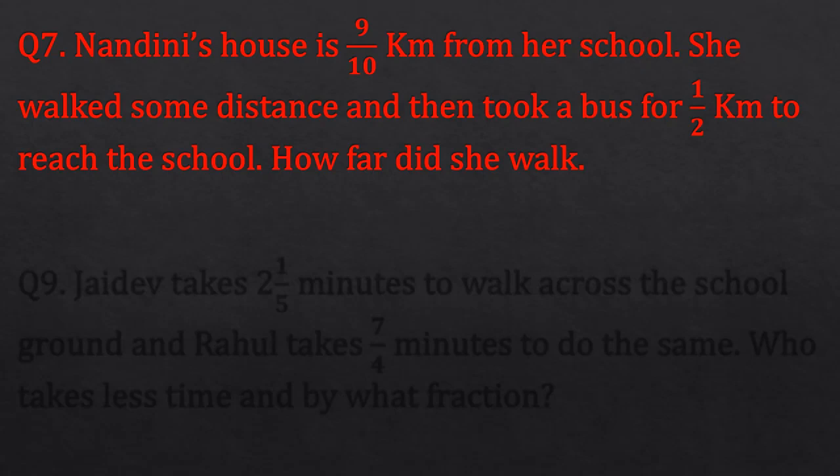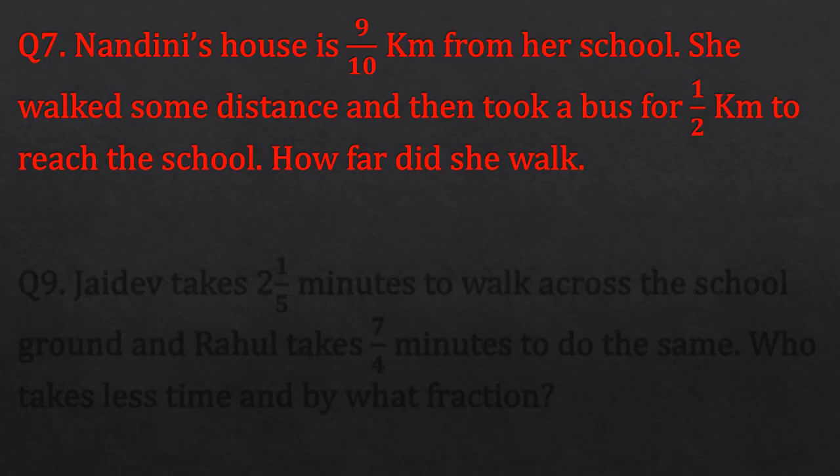So distance covered by walking is not given to us, it is asked, and the distance covered by bus is given to us, that is 1 upon 2 kilometer. And you have to tell how far did she walk. Okay, now total distance is given to us, distance covered by bus is given to us. We have to find out distance covered by walking.